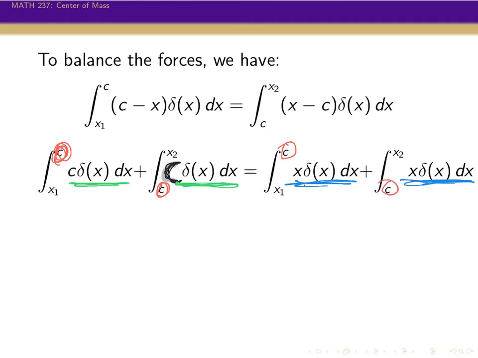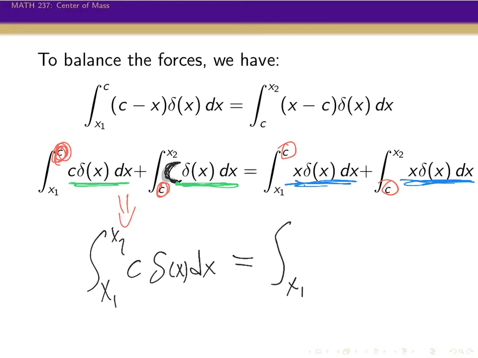And so what do the Calc 1 rules of integration tell us we can do? Well, we can combine these two together, right? Instead of going from x1 to c and then from c to x2, I can just have it go from x1 to x2 of c delta of x dx. Same thing over here, x1 to x2, but now we're integrating x delta of x dx.